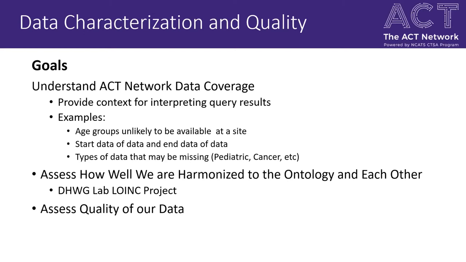The second thing we want to do is assess how well we're harmonizing to the ontology and to each other. One of the projects we're doing with that is in the Data Harmonization Working Group led by the Mayo team, where we're trying to harmonize and understand what LOINCs are being used at the various sites. We have 19, 20 sites who submitted their lab data and the counts of how many labs they've used. We're going to use that data to figure out how to better create a lab ontology, but it'll also let us know what the coverage is in our labs and how to direct people to use the ontologies to do querying better.